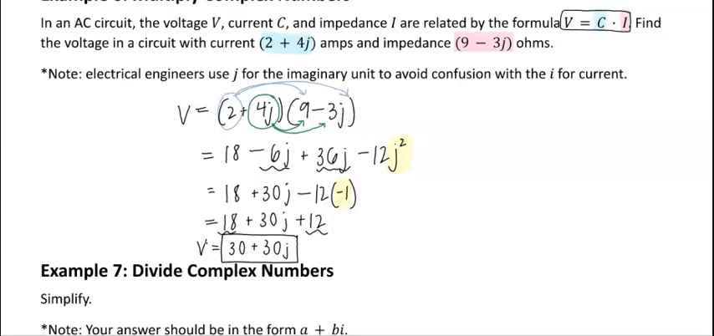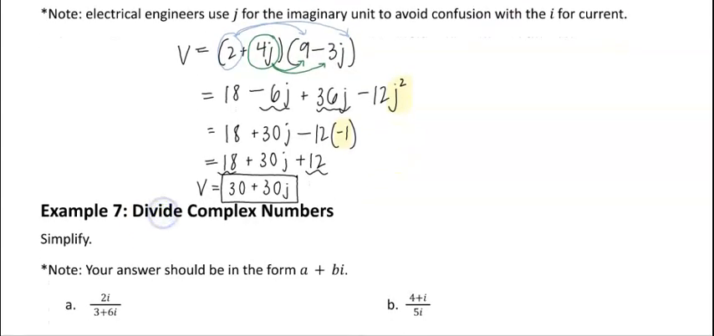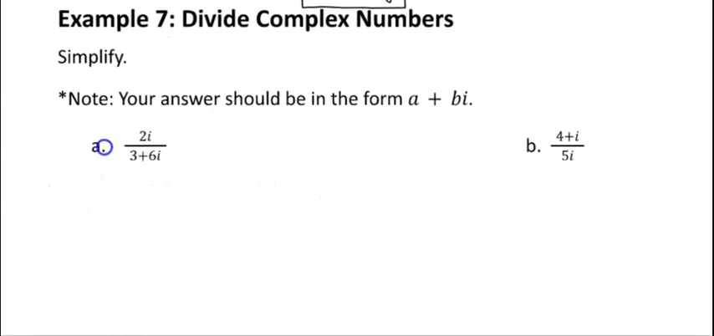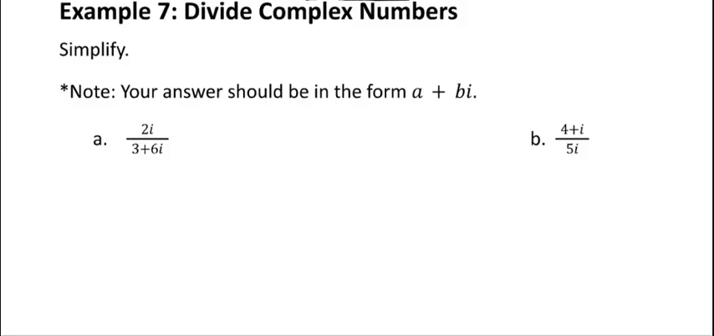Now that's important to understand when we get to dividing complex numbers, because we have to know how to distribute these. Let's take a look at some examples together. For example, if we wanted to simplify 2I over 3 plus 6I, we have to change that because we know I is equal to the square root of negative 1. In Algebra 1, we learned that you're not allowed to have a square root in a denominator. So we have to multiply this by something to get rid of the square root in the denominator.